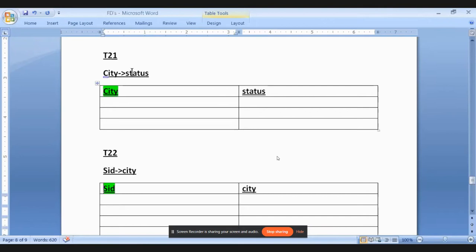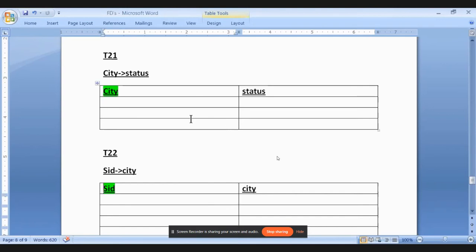Now, what was I saying? Yes. Is it lossless or lossy? It is lossless. Why is it lossless? Because who is the common attribute? The common attribute is city. And the common attribute is a candidate key of at least one relation. Which is that one relation? T21. Hence, the decomposition is lossless.